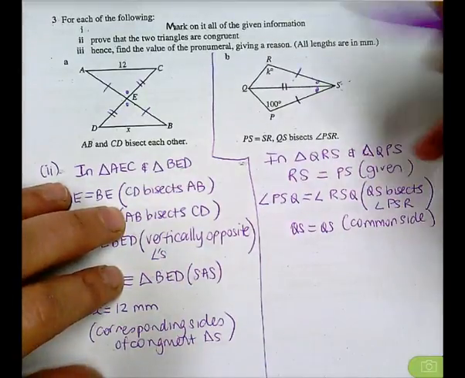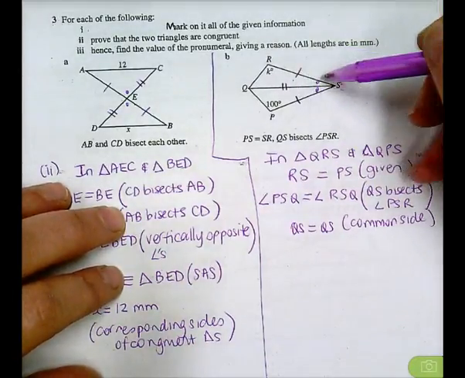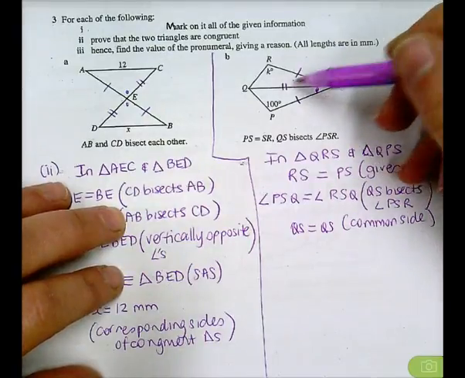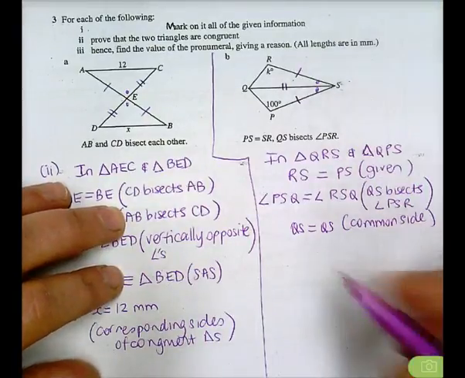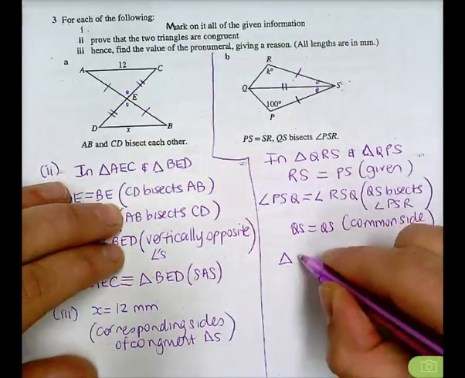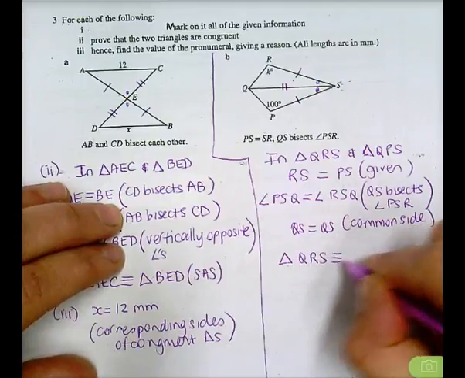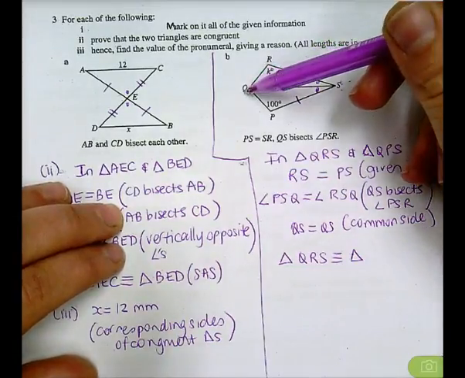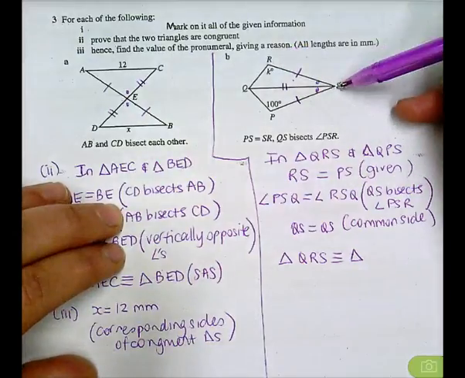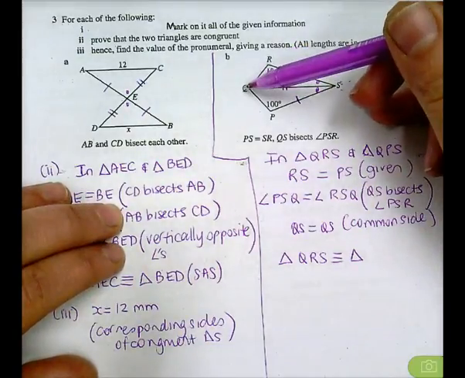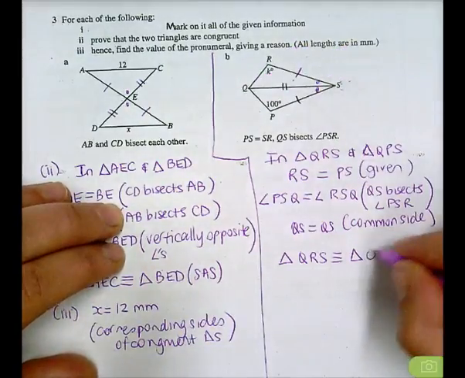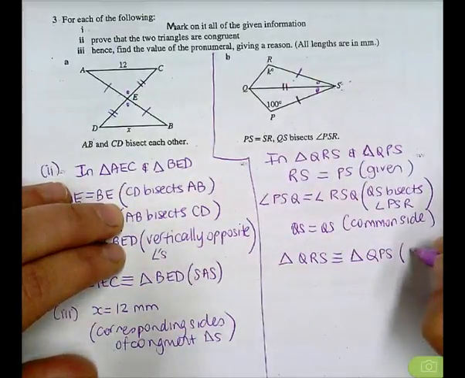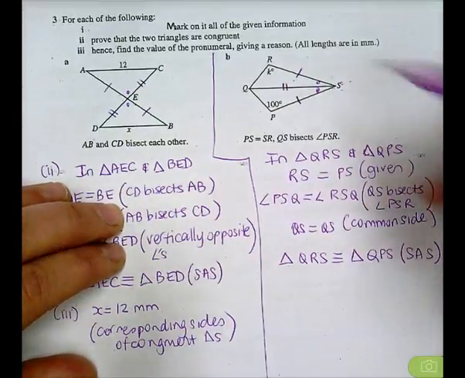And by marking out what we've got, we can see that we've got side, angle, side. Two sides are the same and the included angles are equal. So therefore triangle QRS is congruent to triangle. So I've gone along the side with no markings and then along the side with the single dash. So I do the same here. It's congruent to triangle QPS. And the reason is side, angle, side.